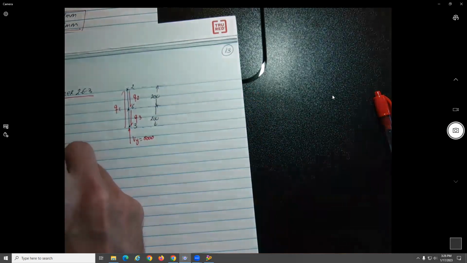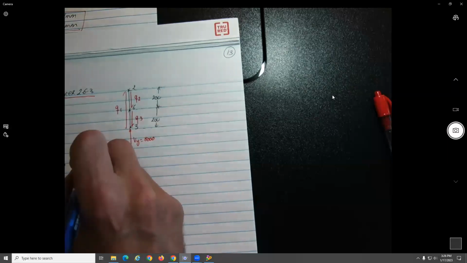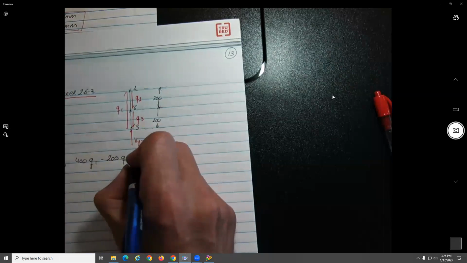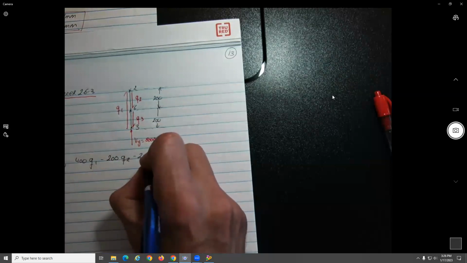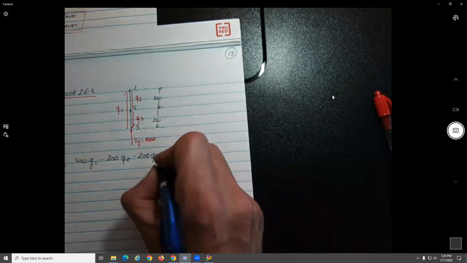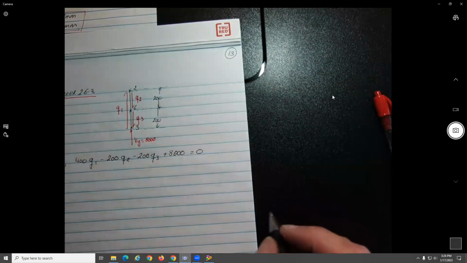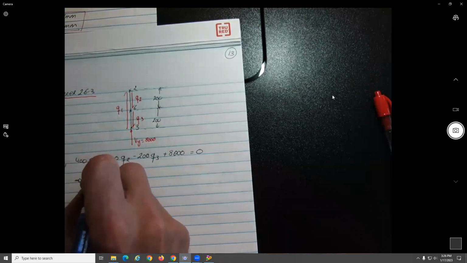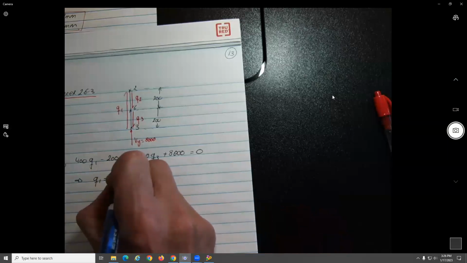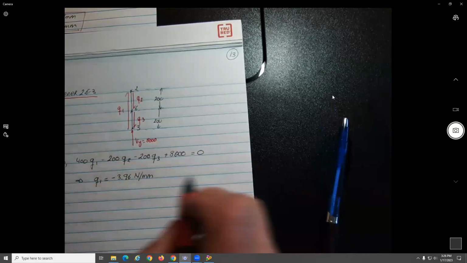So we do the summation of forces. We're going to get 400 Q1 minus 200 Q2 minus 200 Q3 minus 8,000 equal to 0. So we do the calculation. This is going to give you Q1 equal to negative 3.96 newtons per millimeter.